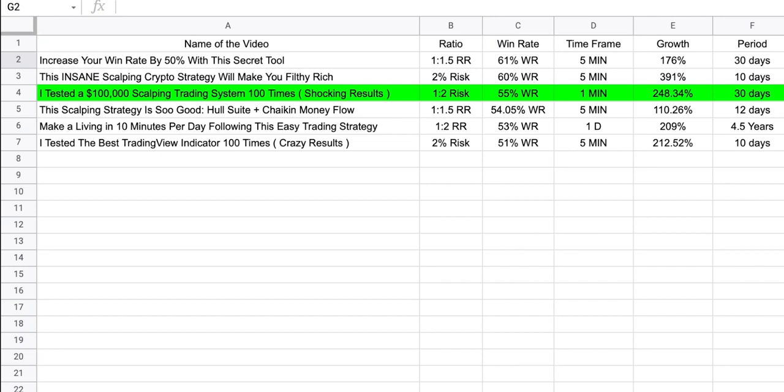We see in terms of win rate, our system is on a 3rd place, so 55% win rate. That's really high, like I said. And in terms of growth over time, this system is actually on a 4th place, because these two systems right here would have made way more money within 30 days period. Okay, overall, I think this system is really good. You should definitely consider trading with this system, but make sure you backtest it and forward test it before you start trading with real money.